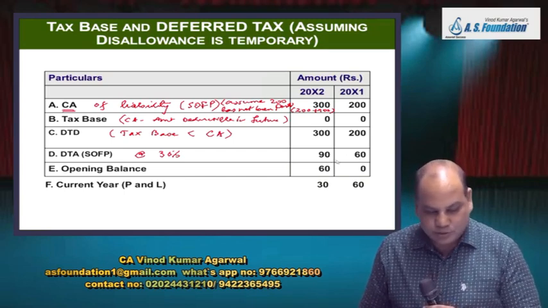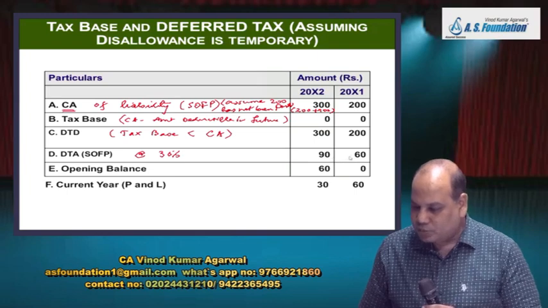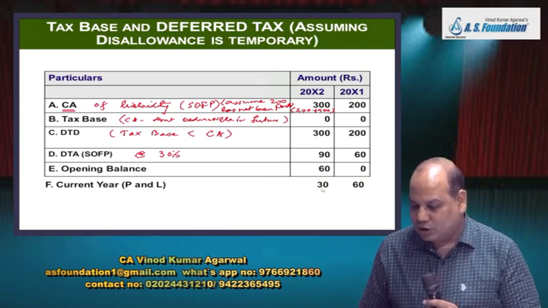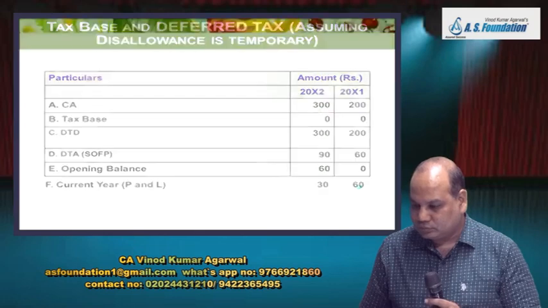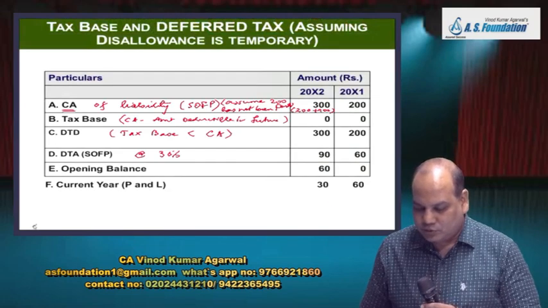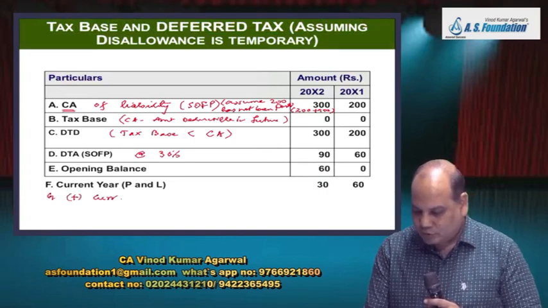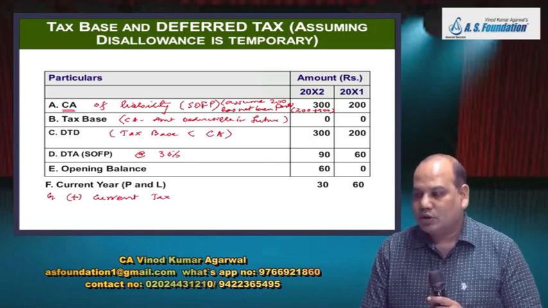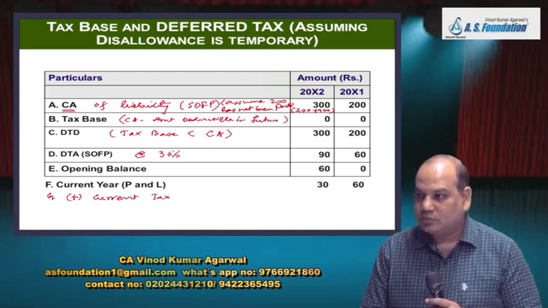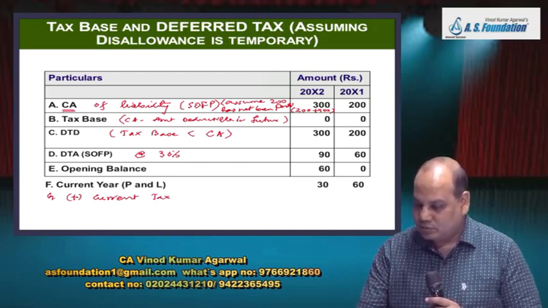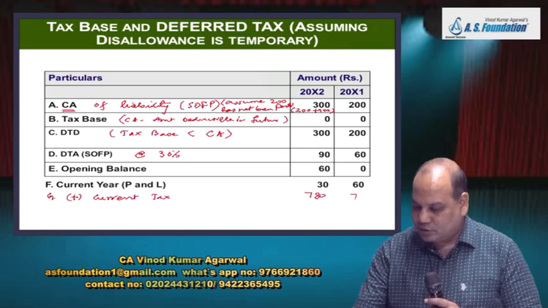So in the last so many questions you have learned, we need to pass entry for the difference between opening and closing balance. So 30 will go to P&L account, 60 will go to P&L account. And how much is my current tax you have calculated? Add current tax. Do you remember current tax? Go to that earlier working note. Give me the answer. Current tax 780 and 760.